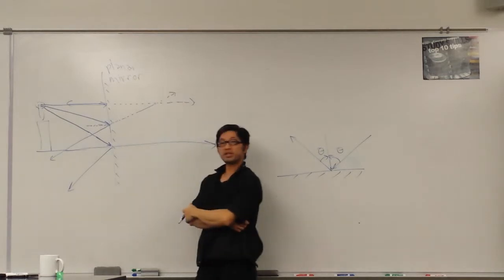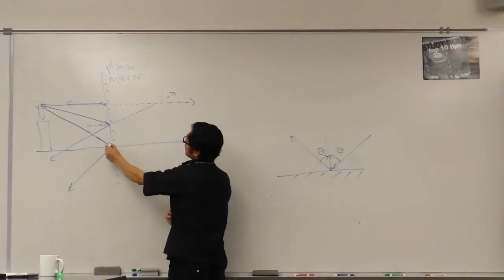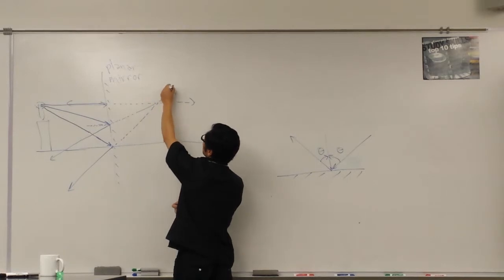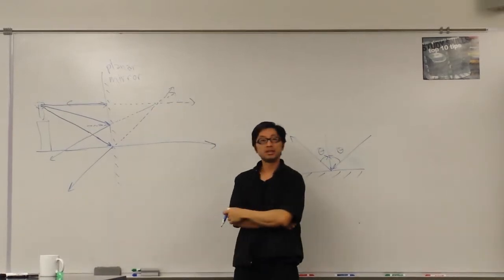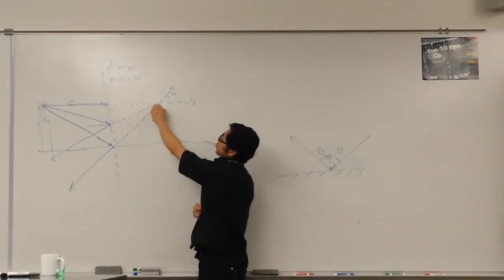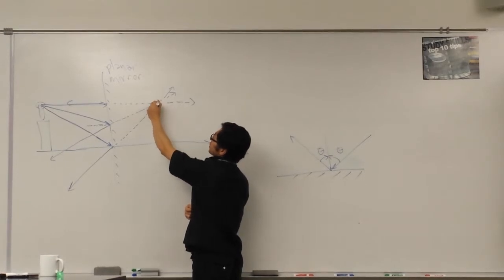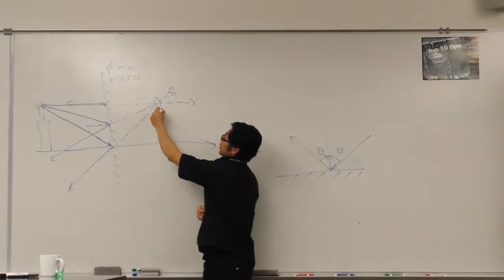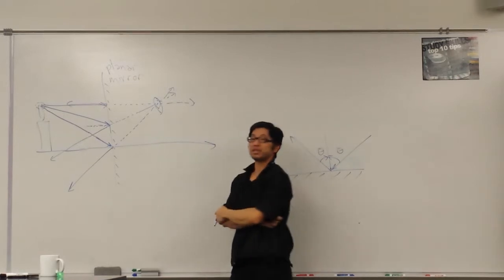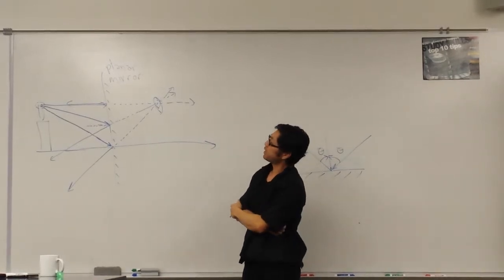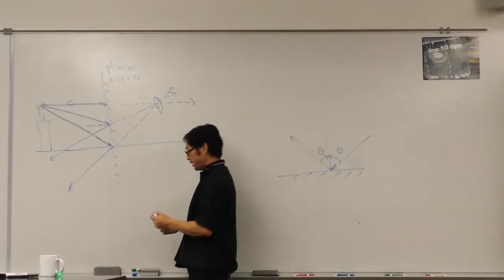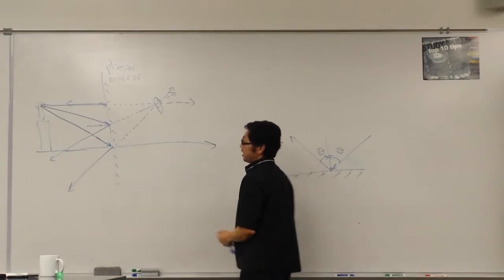There's a virtual ray that does this. Same over here. There's a virtual ray that does this. And they're all going to converge right at this point right here. So you're going to see this point, this light of that candle right there. You go, okay, well, that's one point.